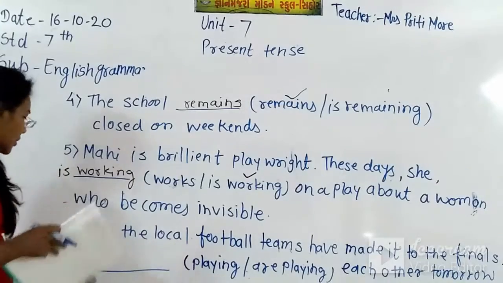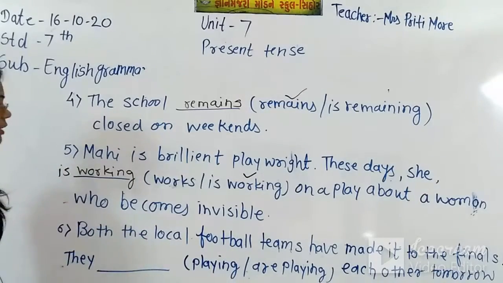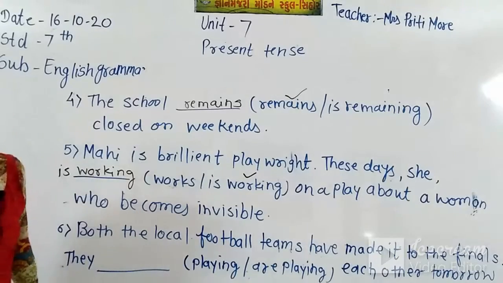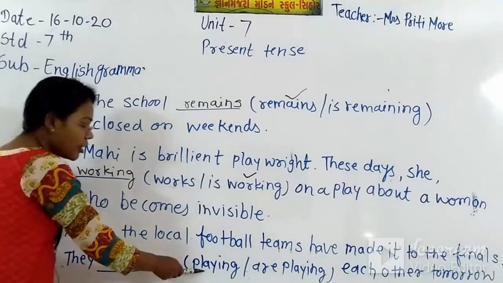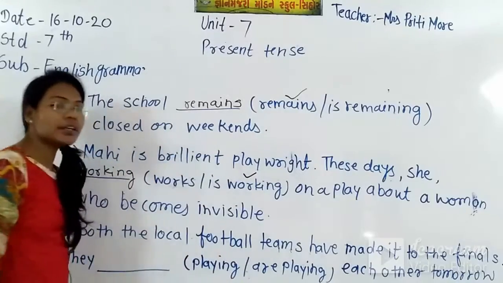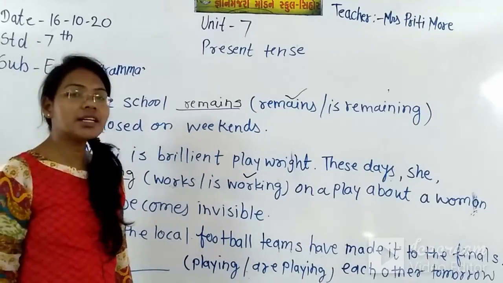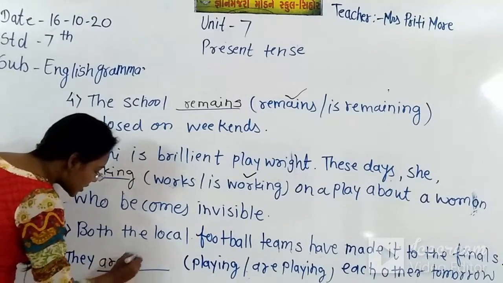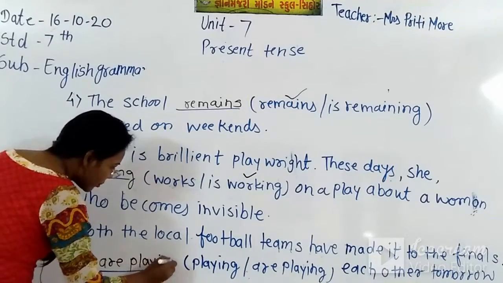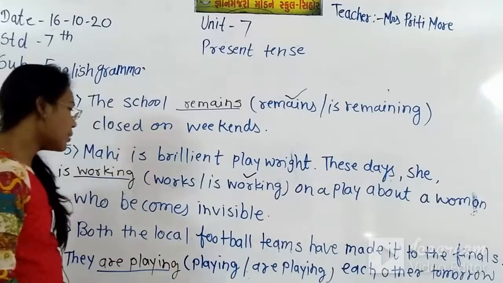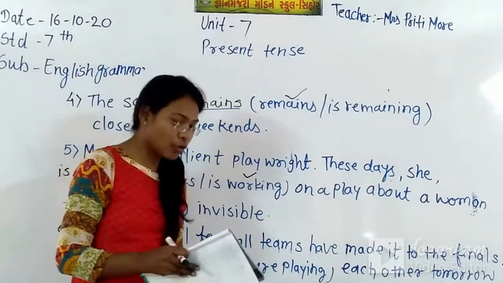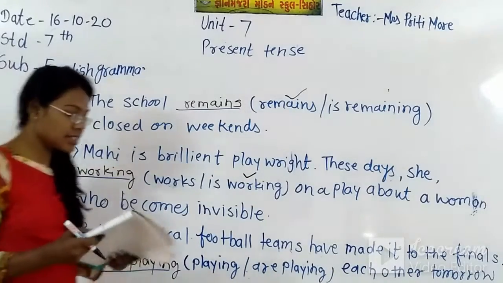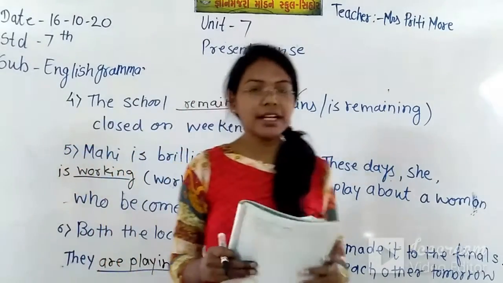Now, both the local football teams have made it to the finals. They are playing. Here, playing is used with the auxiliary verb, so are playing is the correct answer. It's the correct verb. So they are playing each other tomorrow. Now you just note down this 4th, 5th and 6th sentence, then we will do the 7th and 8th.